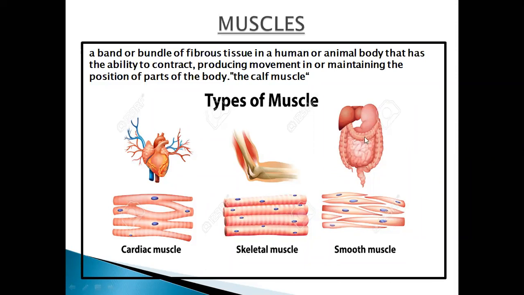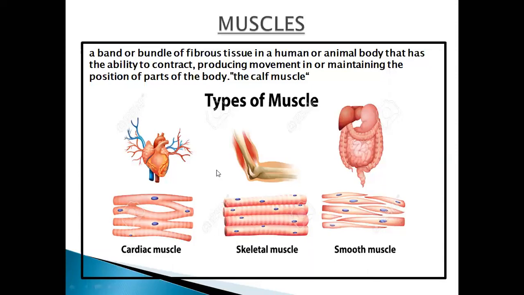You can see a few types of muscles here, right? The cardiac muscles, the skeletal muscles, and the smooth muscles. If you see the cardiac muscles, cardiac as it shows is relevant to the heart. So these cardiac muscles are helping your heart to pump, right? You know that your heart is continuously in a process of contraction and relaxation.